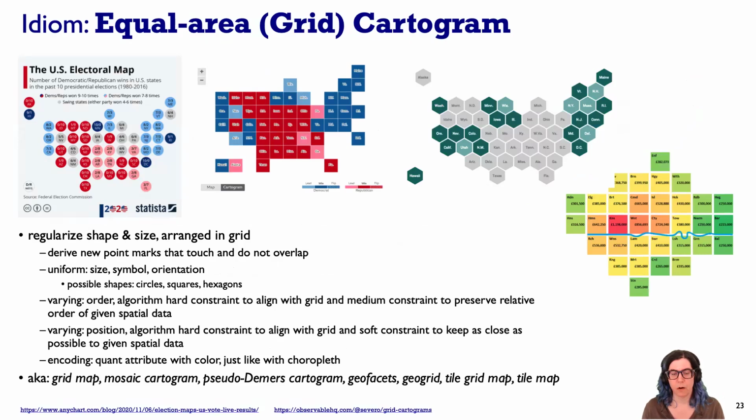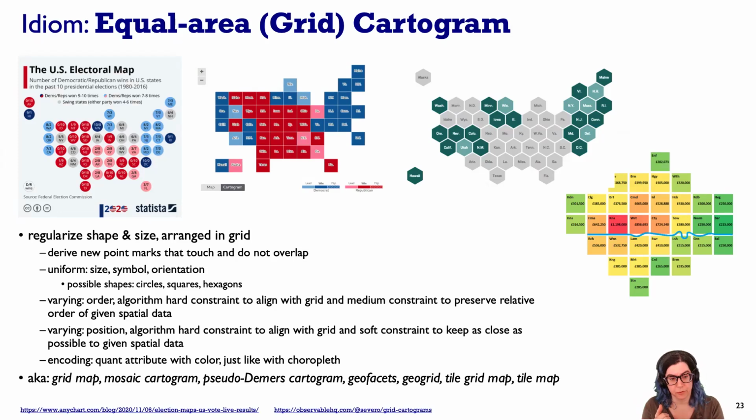What else could we do? Well, we could actually regularize both the shape and the size. And then typically what people do is they arrange them in some form of grid. Sometimes these are called equal area cartograms or grid cartograms or mosaic cartograms or pseudo-Dorling cartogram or geofacets or geogrid or tile grid heat map or tile grid map or tile map. These many names all refer to the same basic idea, which is we do abstract things down to new point marks that do touch and they don't overlap, but we've made a lot of things uniform.